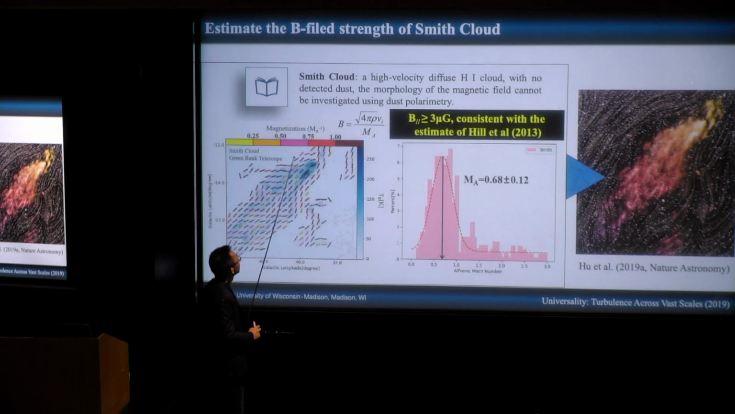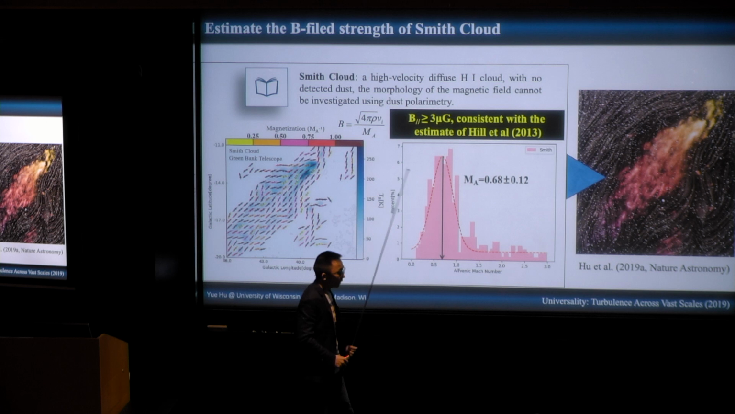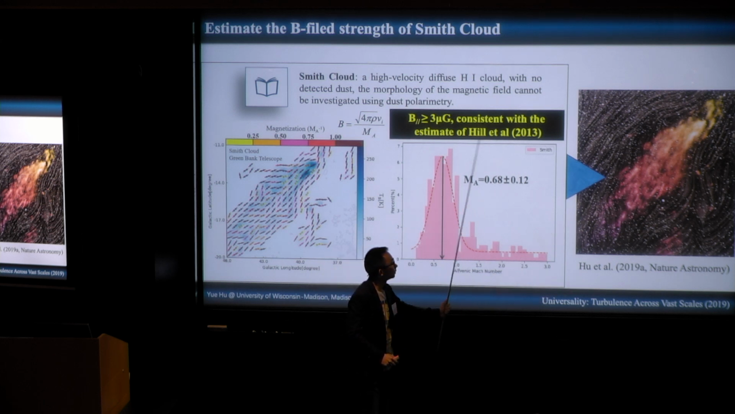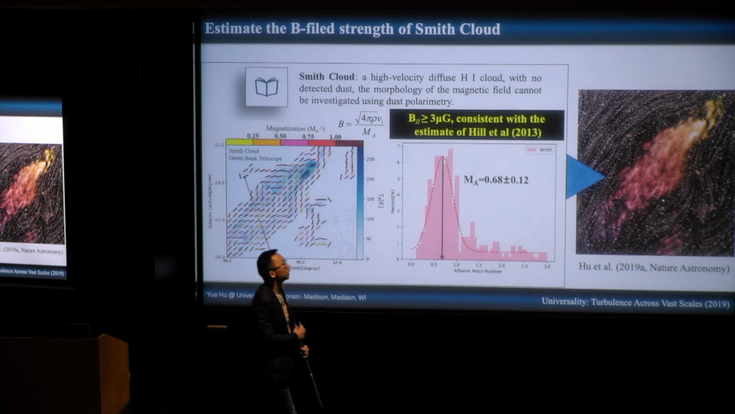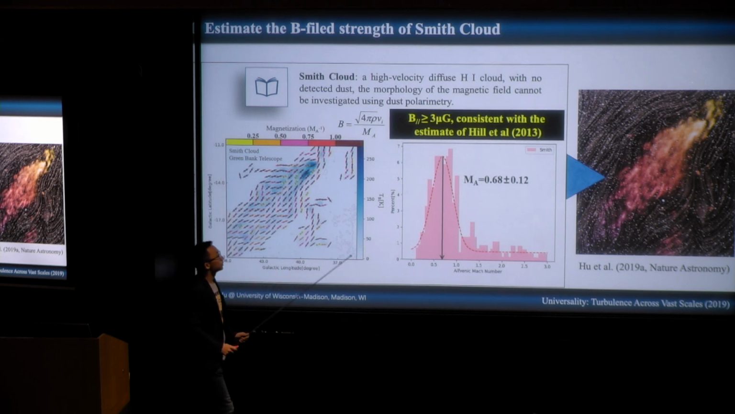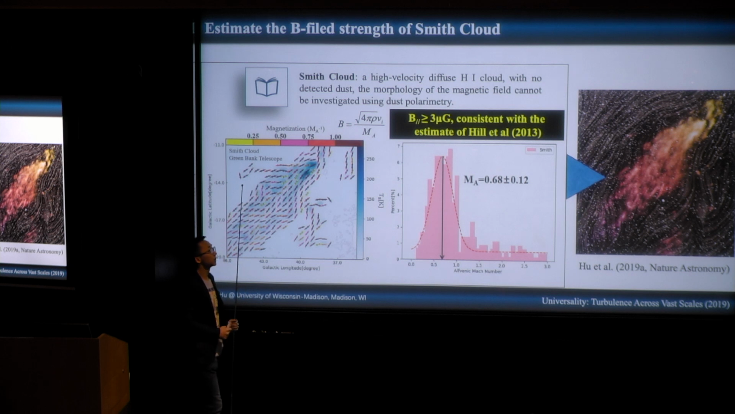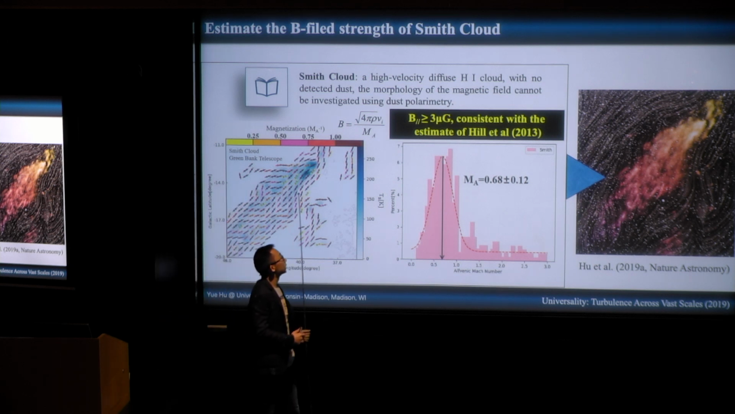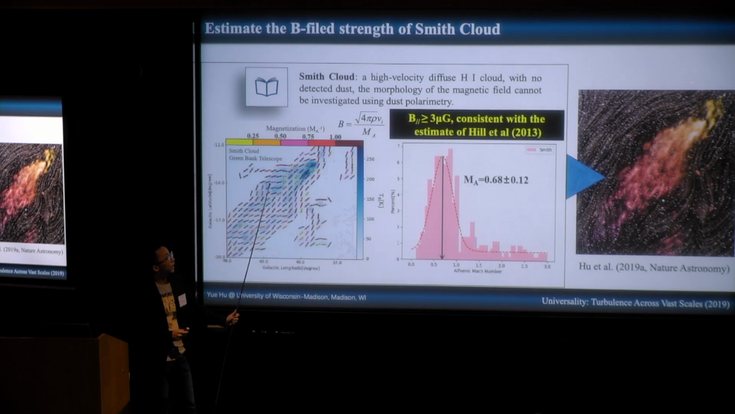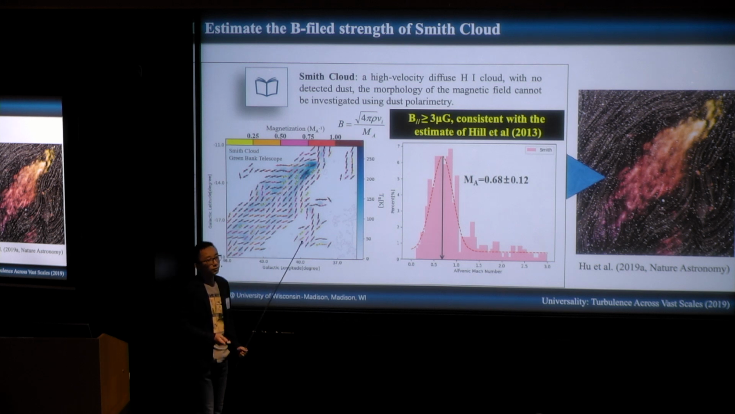Using the HI data from the Smith cloud and the velocity gradients, we give the first prediction of the magnetic field morphology in the Smith cloud, and also the calculation of the Alfvén Mach number. We find the Alfvén Mach number MA is approximately 0.68, and the calculation of the magnetic field strength shows that the magnetic field is larger than 3 microgauss, and this calculation is consistent with the estimation from Hill et al. 2013 from Faraday rotation.